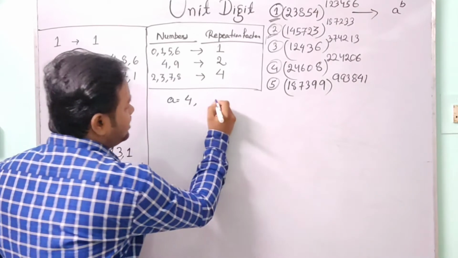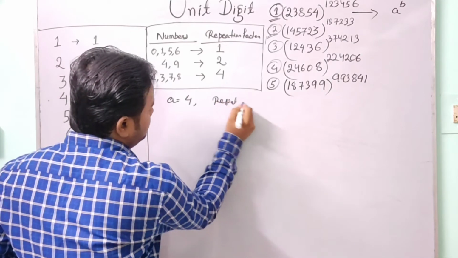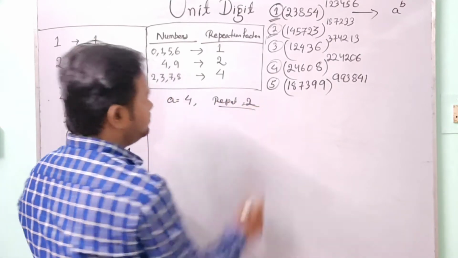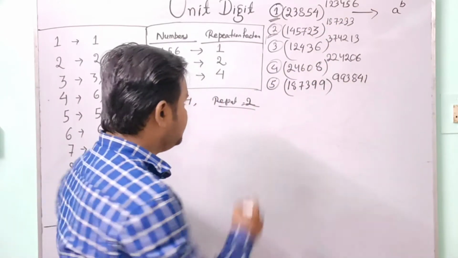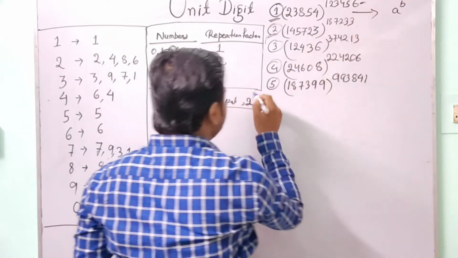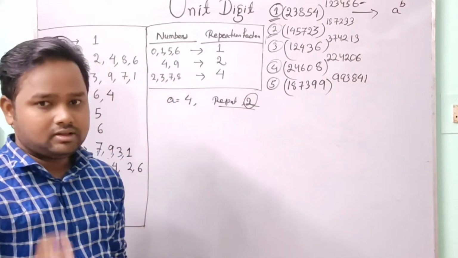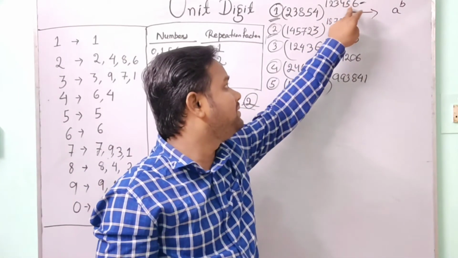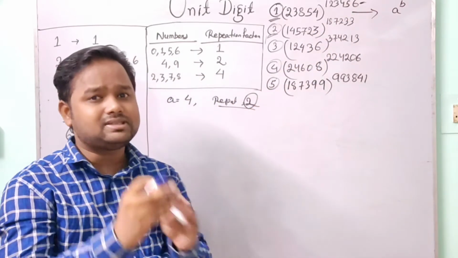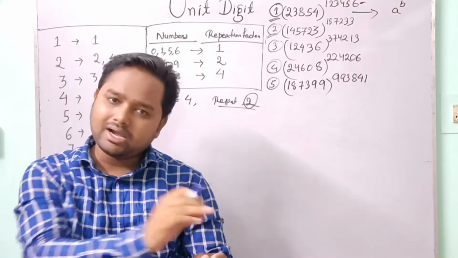The repetition factor of a is equal to 2 here. So we check whether the power 123456 is divisible by 2. We take only the last 2 digits. The last 2 digits are 56. 56 is divisible by 2. That means there is no remainder. The remainder is equal to 0.